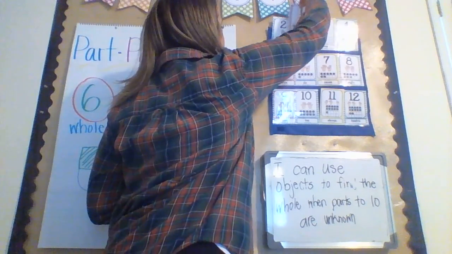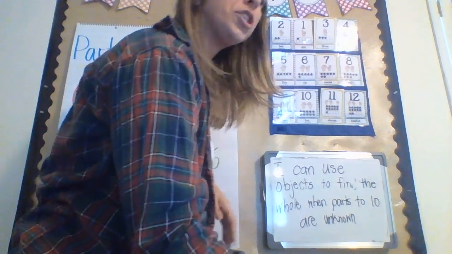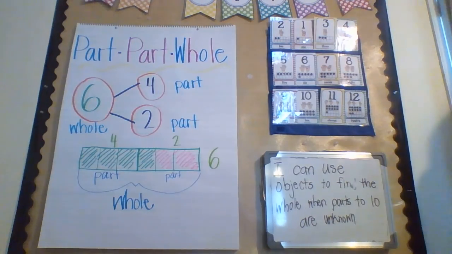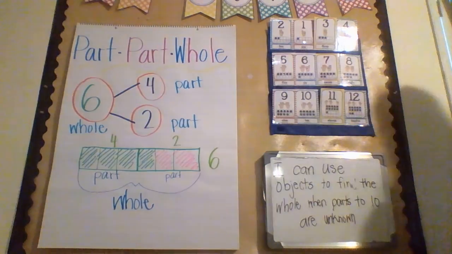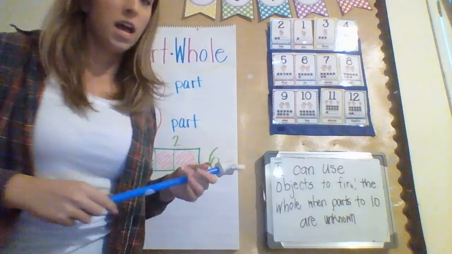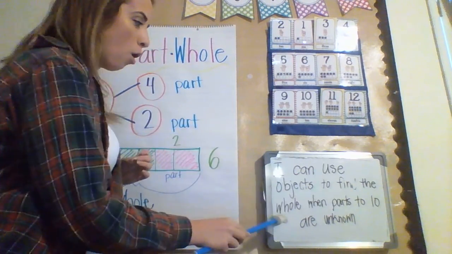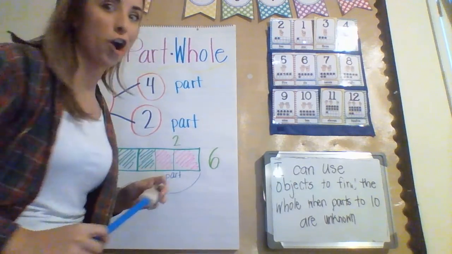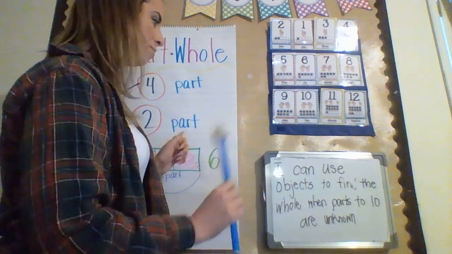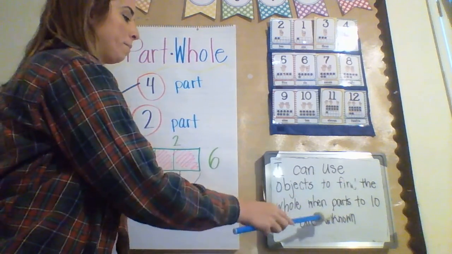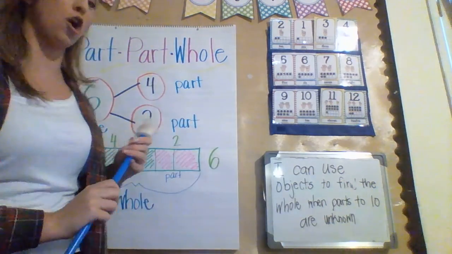Alrighty, so let's think about our target for today. You can't really see it that well when we close this window. I think all the light's getting in. All right, is that better? All right, here we go. I can use objects to find the whole when parts to 10 are unknown. Okay, so let me read it one more time. I can use objects to find the whole when parts to 10 are unknown.